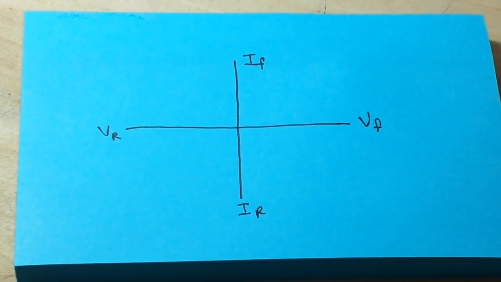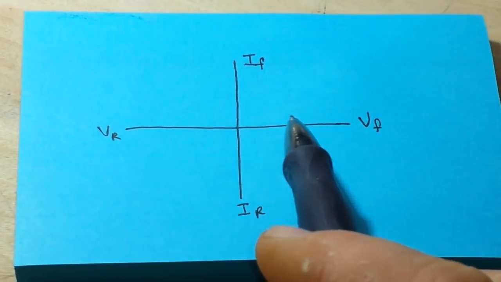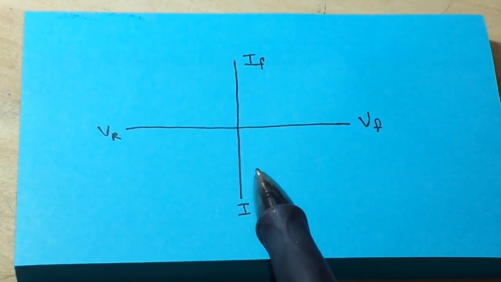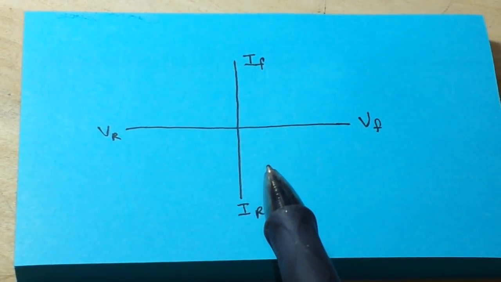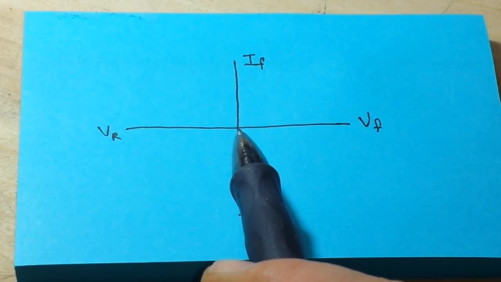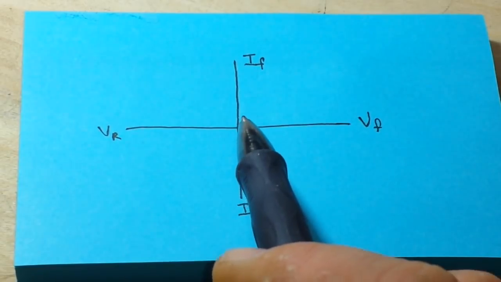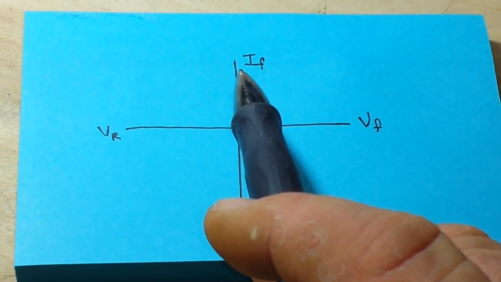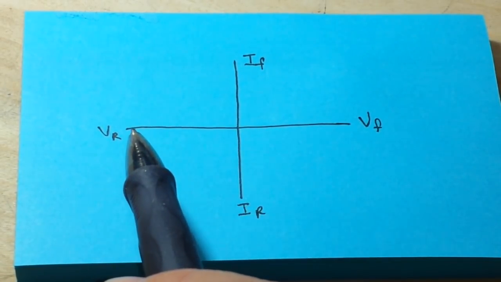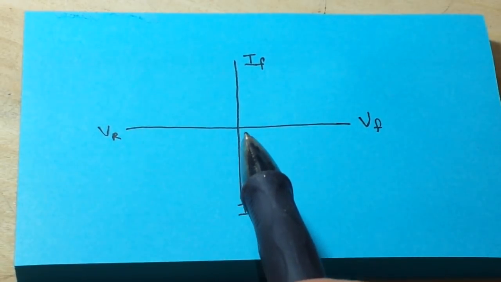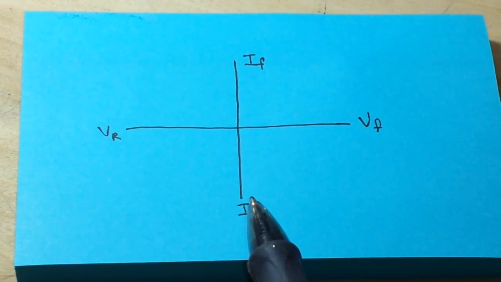Okay, here's a simple little graph. We have voltage in the horizontal axis and current in the vertical axis. So from our 0 point, moving to the right, we have voltage forward, and moving up, we have current forward. Moving to the left, we have voltage reversed, and moving down, we have current reversed.